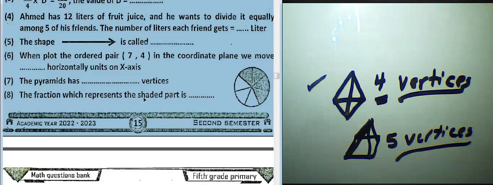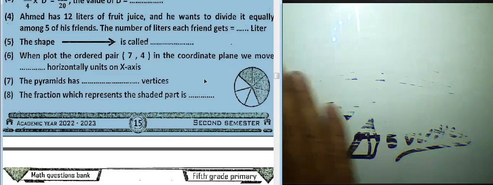The fraction which represents the shaded part here: how many parts? Count with me. 1, 2, 3, 4. We have 7 parts, and he colored 4 parts from 7. Then you write 4 over 7.